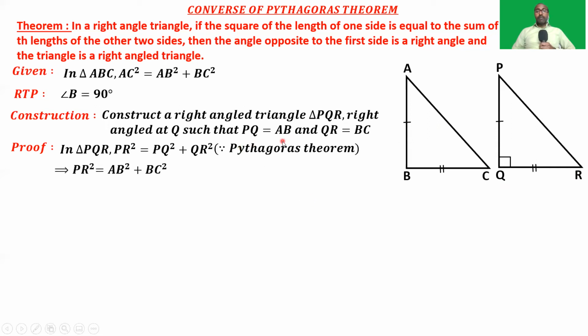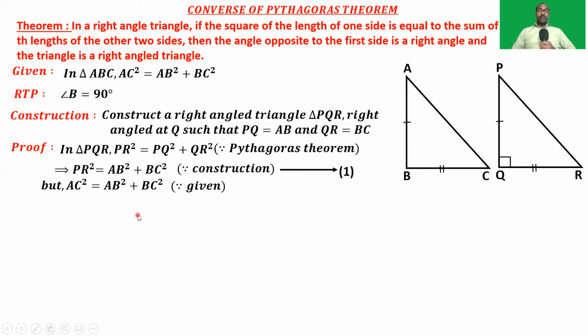But we have PQ is equal to AB and QR is equal to BC. So from these two, we can write PR square is equal to, instead of PQ, we can write AB, and instead of QR, we can write BC. So PR square is equal to AB square plus BC square. By construction, we are writing PQ is equal to AB and QR is equal to BC. Take it as equation 1. But it is given that AC square is equal to AB square plus BC square. Take it as equation 2.